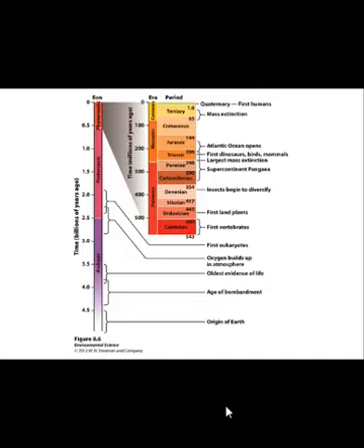What era and period did dinosaurs dominate the Earth? Mesozoic era, Jurassic period. What about humans? Cenozoic and Quaternary. Also notice that Earth's surface and atmosphere change over time. For example, the Atlantic Ocean didn't even separate from Africa until the Jurassic period.